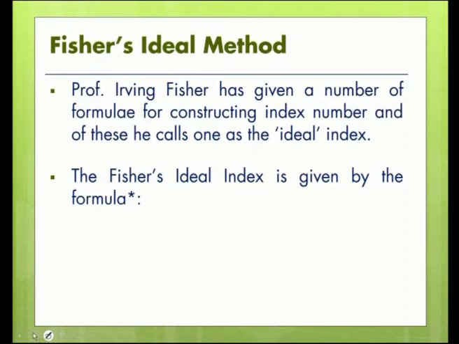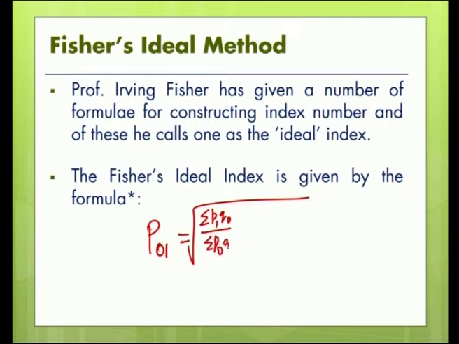Next is Fisher's ideal method. Professor Fisher has given a number of formulae for constructing index numbers, and of these he calls one the ideal index. So, the Fisher index number is given by the formula P01 is equal to square root of summation P1 Q naught by summation P0 Q naught into summation P1 Q1 by summation P0 Q1 into 100.